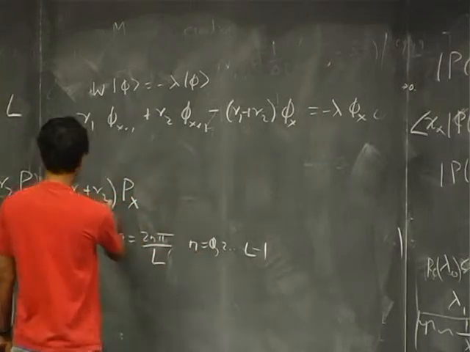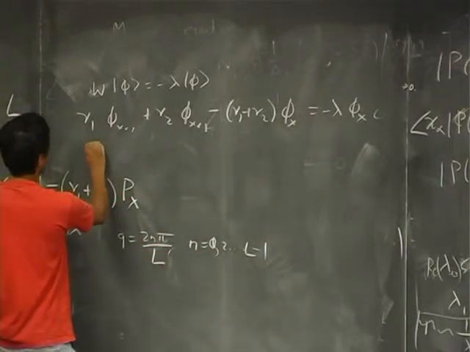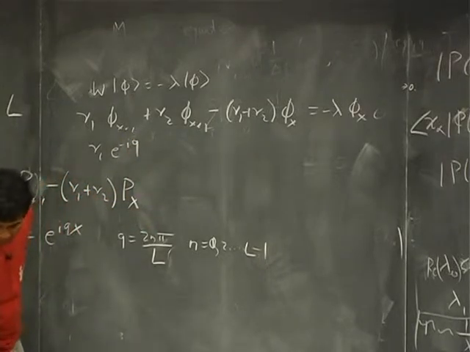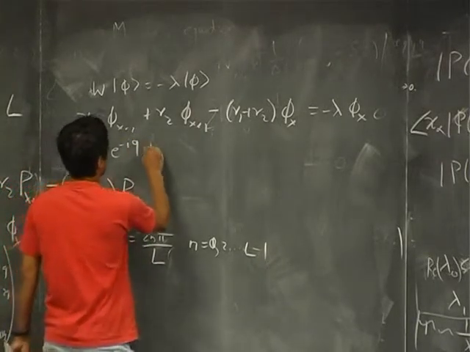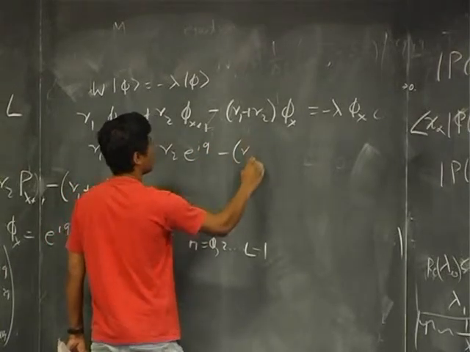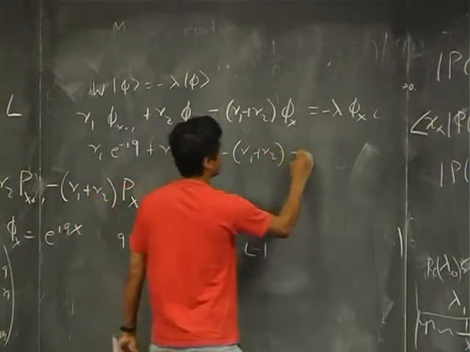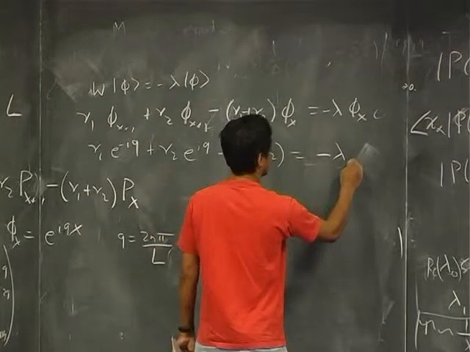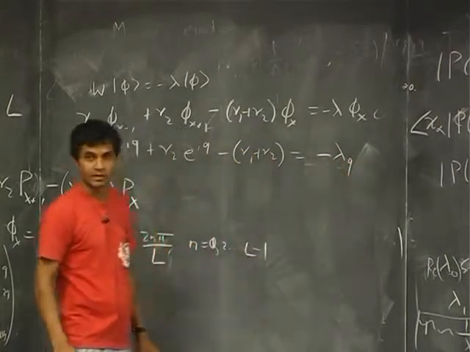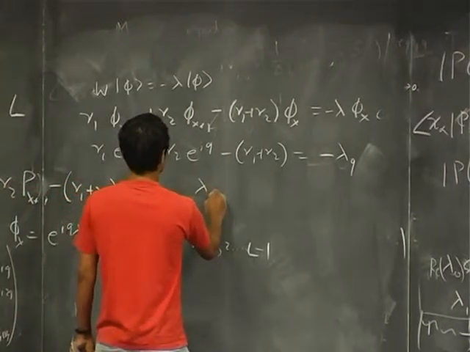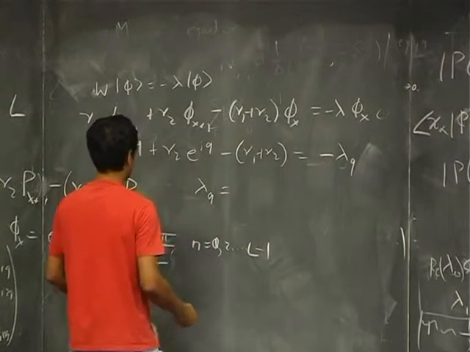If you plug in phi x equal to e to the power iqx, you get R1 e to the power minus iq plus R2 e to the power iq minus R1 plus R2 minus lambda. So this is the qth eigenvalue, lambda q.